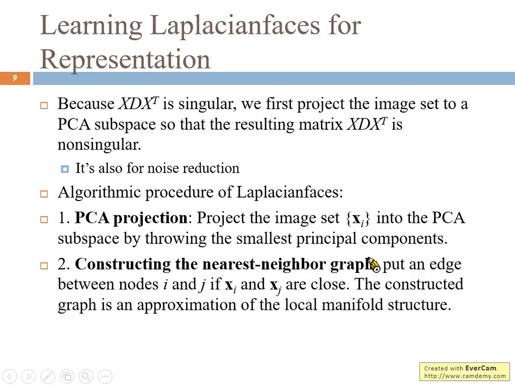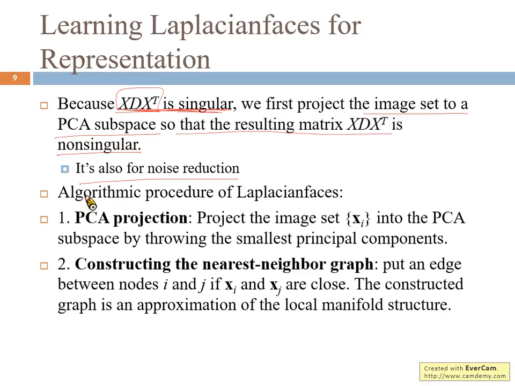So how can we learn the Laplacianface for face representation? In the formulation, X D X transpose is singular, so this is a problem similar to the Eigenface. If this matrix is singular, it will cause difficulty in finding the eigenvalues. So we need to first project the image set into a PCA subspace, so that the resulting matrix is non-singular. It is also for noise reduction, and we have seen this solution from Eigenface before.